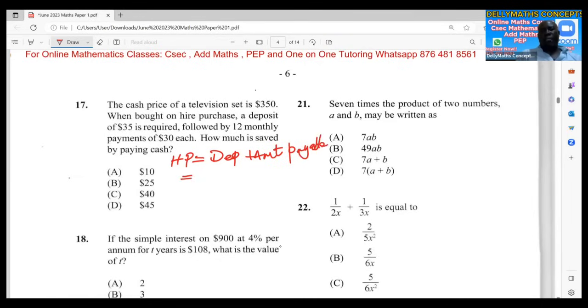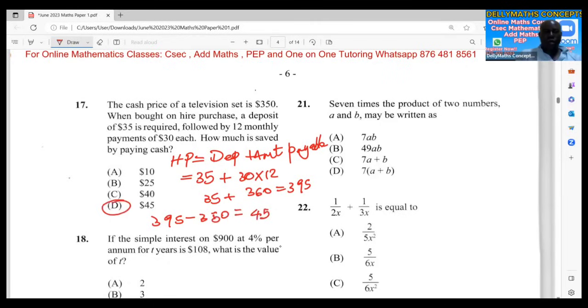What are we looking at? The deposit is $35 and you're going to pay $30 by 12. That's $360 plus your 35. That is $395. Now, if you want to know what you would have saved, you want to subtract that $350 from it, and you're left with $45. That's what you would have saved.